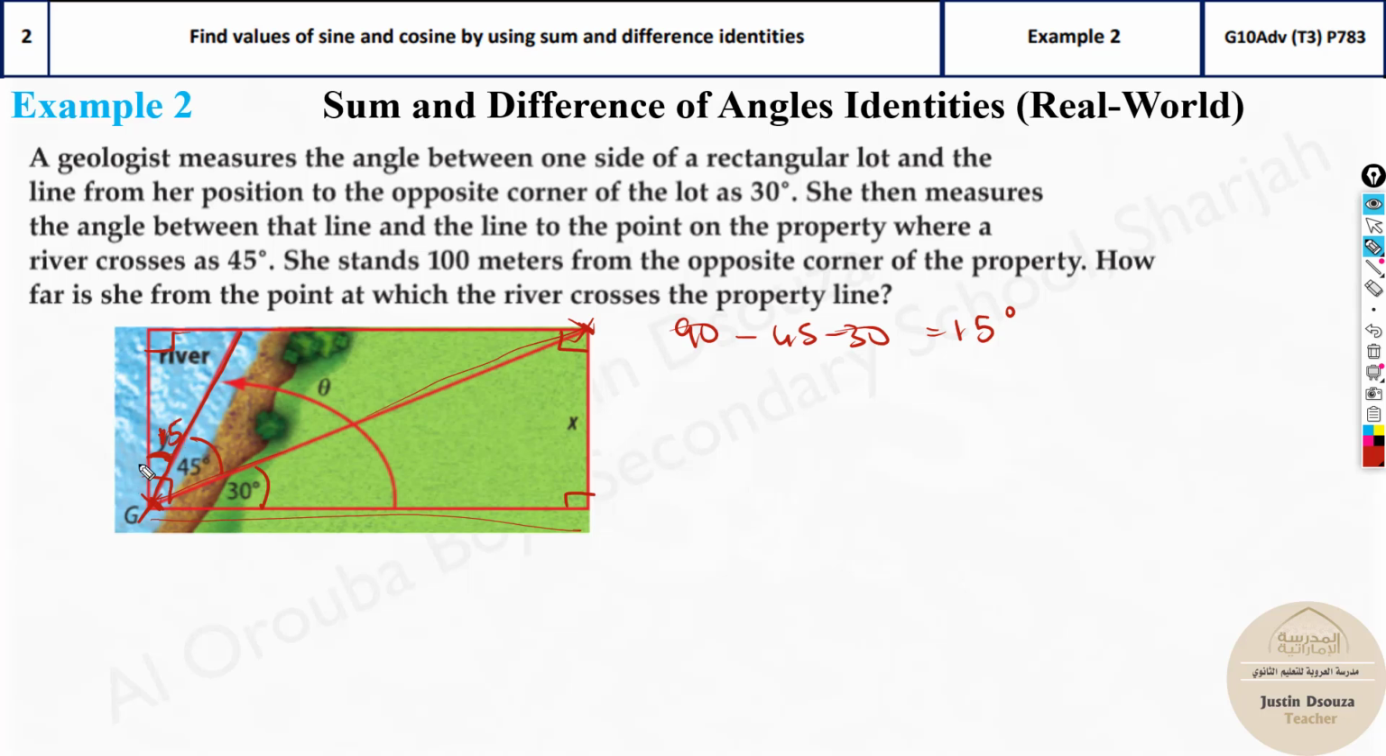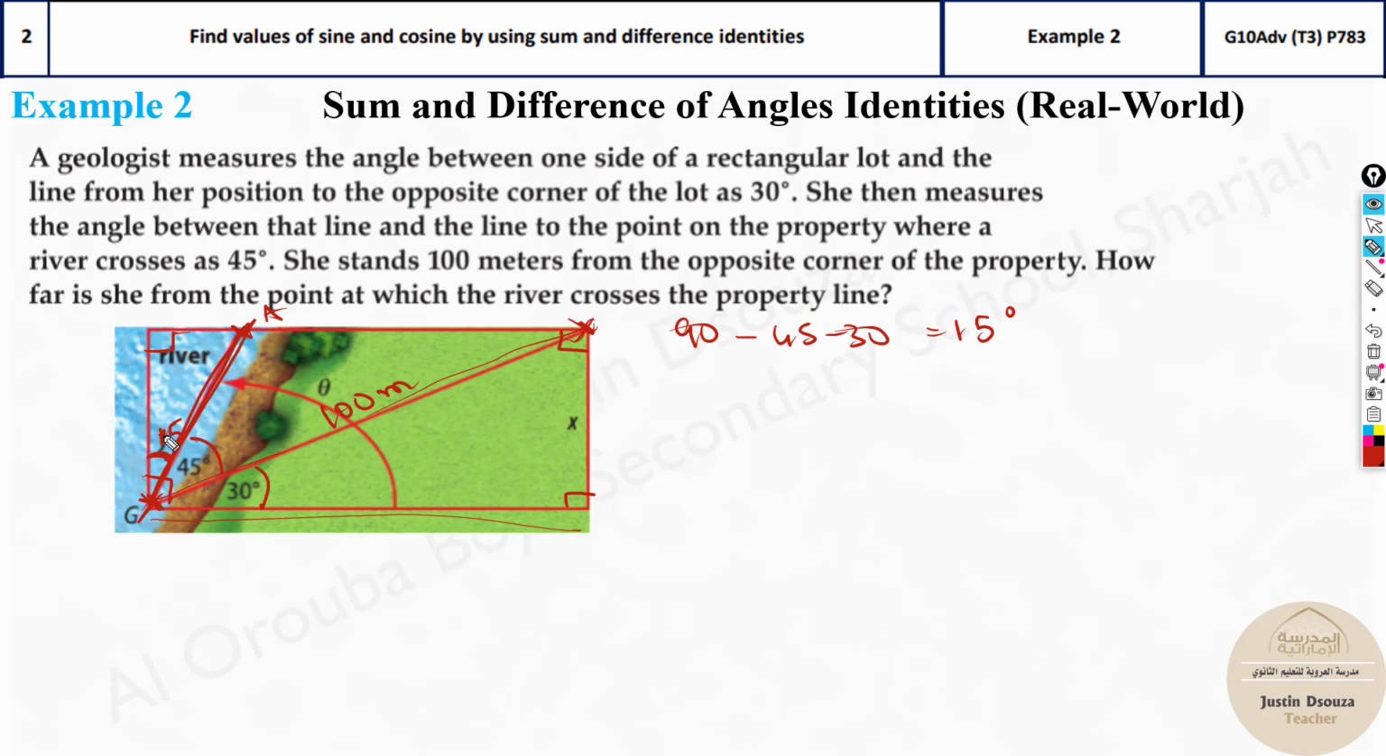Okay. Now what next? She stands 100 meters from the opposite corner of the property. That means this length is 100 meters. How far is she from the point at which the river crosses the property line? They are asking us to find this distance. I'll call it G to A. GA distance is required.